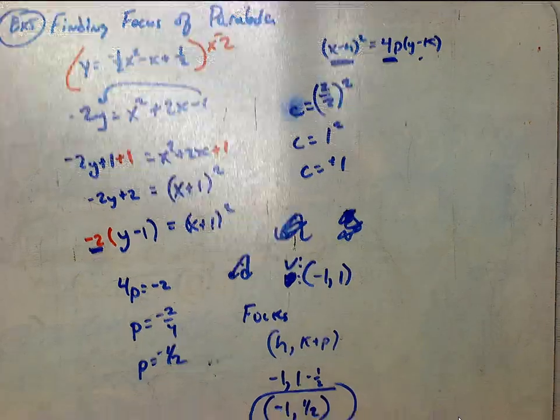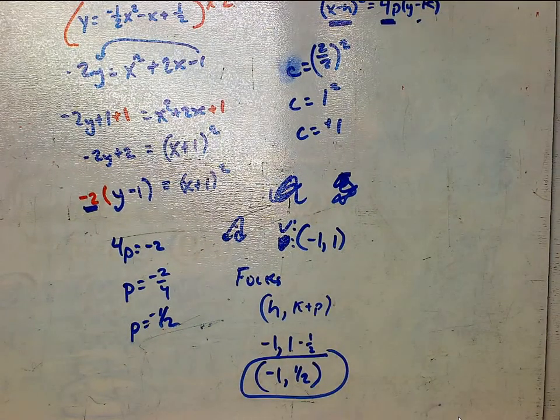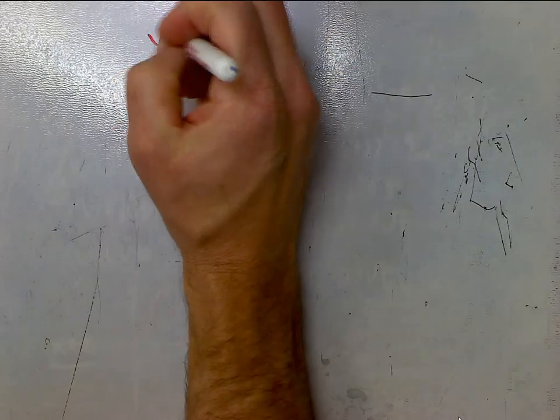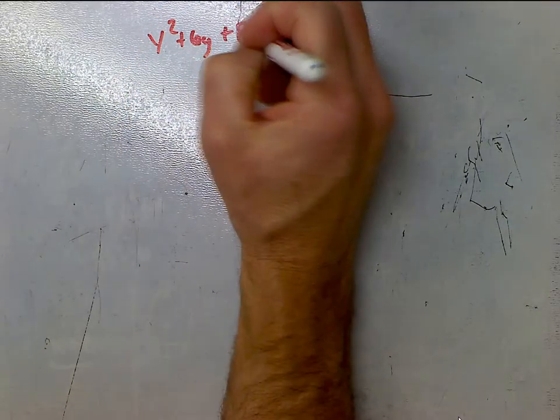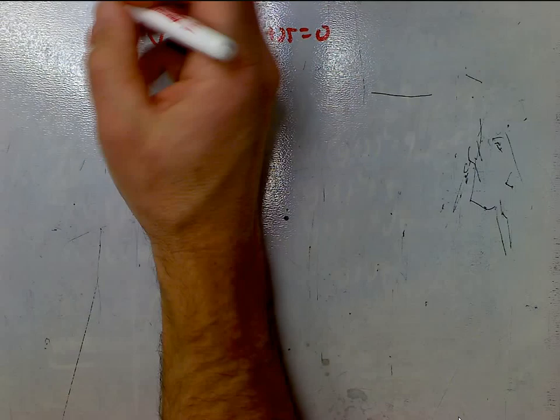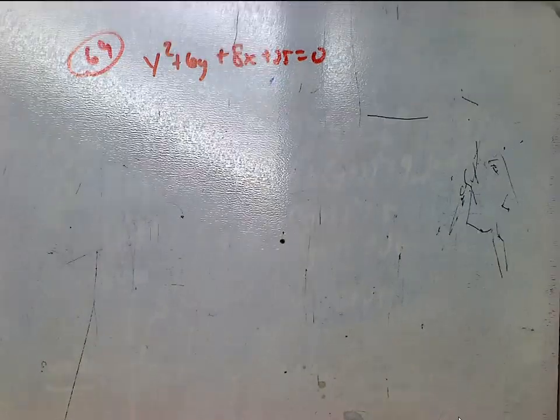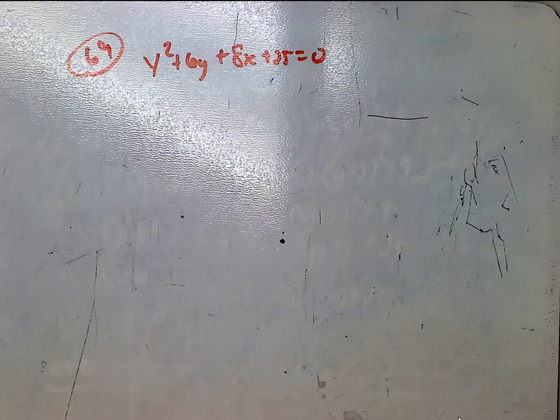Just like that. Okay? Once you guys go ahead and try number 69 out of the book. 69 says y squared plus 6y plus 8x plus 25 equals 0. See if you can find that one. Press pause. Come back, see if you're able to do it.